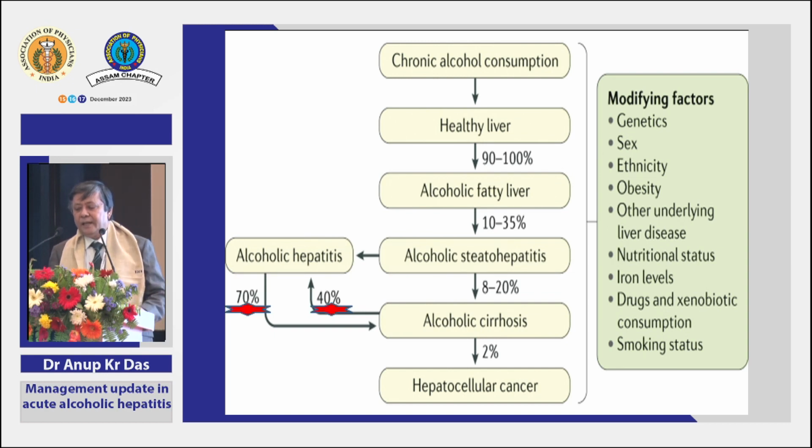The right-hand panel shows you some modifying factors or confounding factors, and these are genetics, the gender, the ethnicity, the obesity, other underlying liver disease like associated viral hepatitis or hemochromatosis, nutritional status, iron level, drugs, if the patient is taking some hepatotoxic drugs, and smoking status.